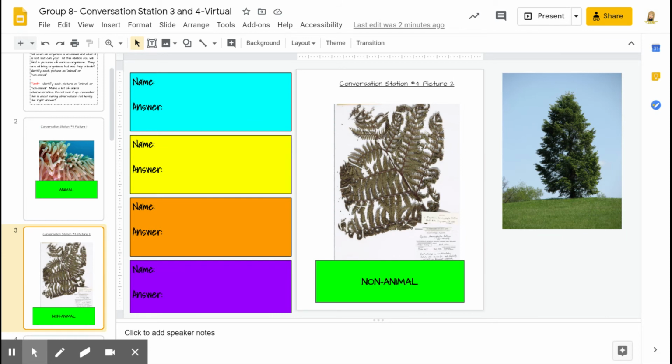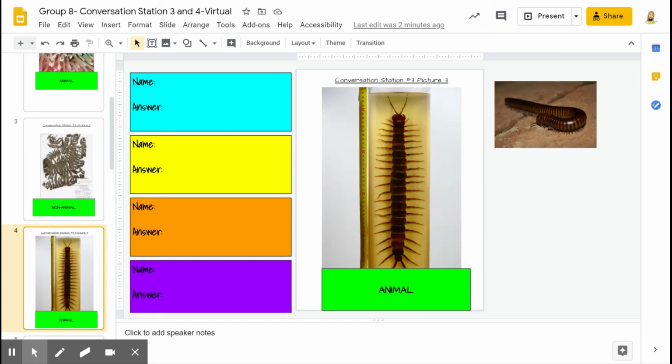The second one is a conifer, so it's actually just a branch of a tree, and I think everyone got this one correct. Everyone saw the characteristics of a plant here. This one, I think everyone was guessing correctly that it is an animal. You can see the legs and the antenna and the sections like an insect.